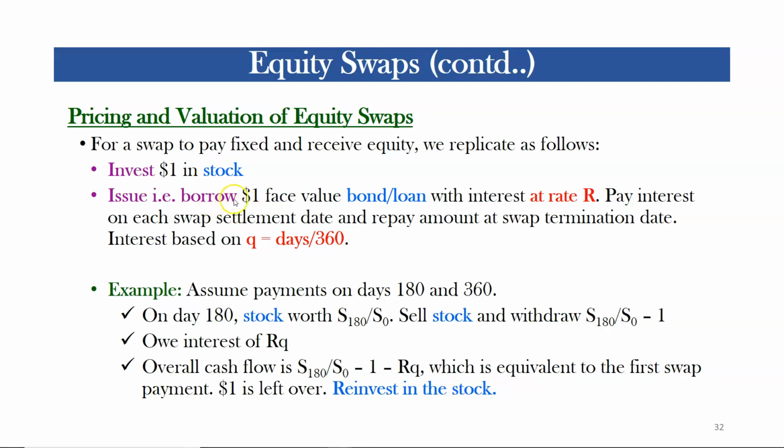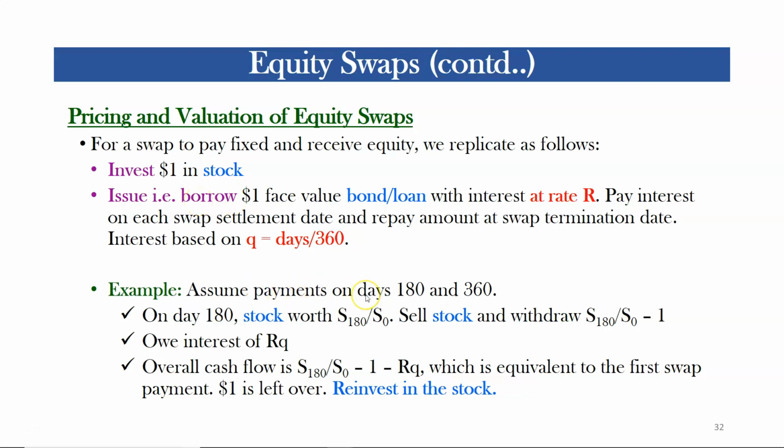In our replicating portfolio, we borrow or issue a bond at a face value of $1 at which interest is paid at the rate R at every settlement date. We invest the $1 borrowed here into a stock, so our net investment in the portfolio is zero because we have a stock worth $1, that is an asset, and we have borrowed, that is a liability, and it is also worth $1. So the net position in the portfolio is zero.